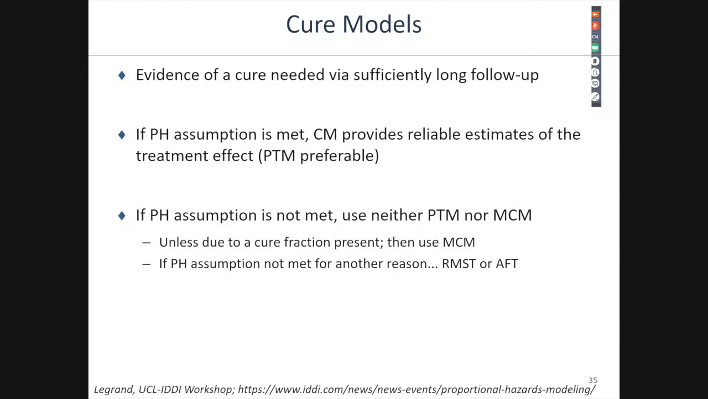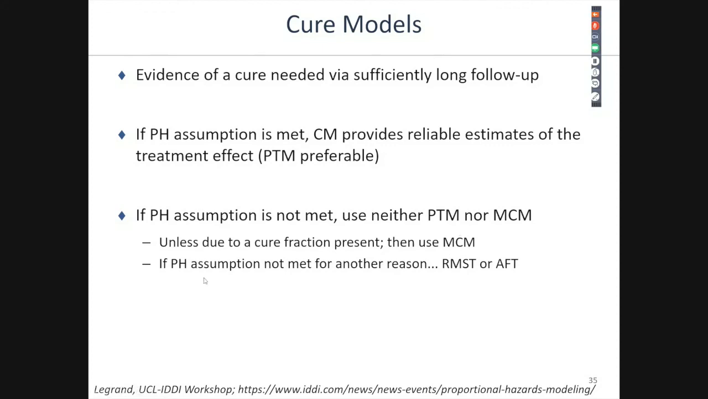And then we could assume that we have indeed reached a possibility of a cure fraction. Now, if the proportional hazard assumption is met for our data, then the cure model provides reliable estimates of the treatment effect. And in this case, of course, the promotion time cure model is preferable. Now, if the proportional hazard assumption is not met, which will often be the case, you shouldn't use either one unless you are sure that the non-proportional hazards are due to a cure fraction. So you shouldn't jump to the cure model if you have a problem with non-proportional hazards. You should check whether you can assume that this non-proportionality of hazards is due to a cure fraction. And in this situation, it's better to use the mixture cure model.